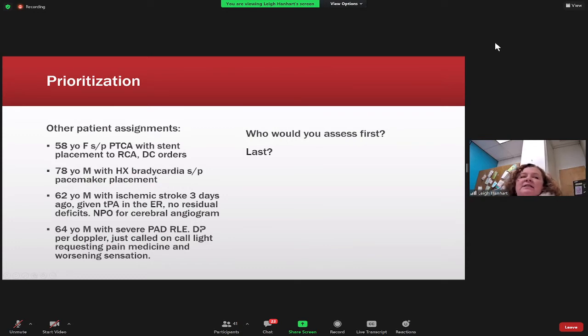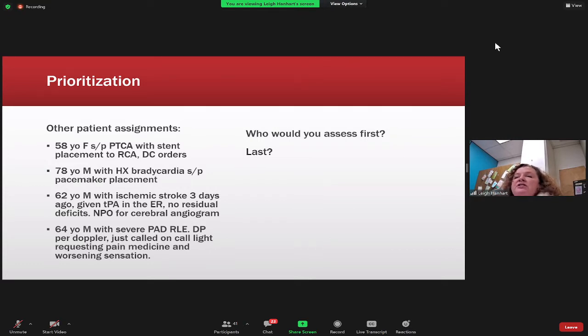So the last one is a 64-year-old male with severe peripheral arterial disease. We're going to learn about this in Perfusion 3. His pulse in his right lower extremity you can only access per Doppler. And he just called on the call light, and he was requesting pain medicine, and he was claiming that he's having a worsening sensation, okay? So arterial disease is basically we have limited perfusion because we have narrowed arteries, okay?